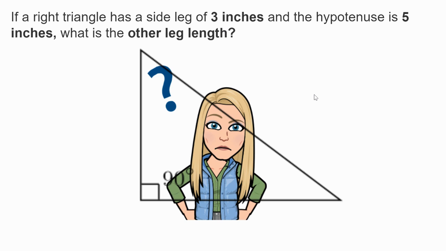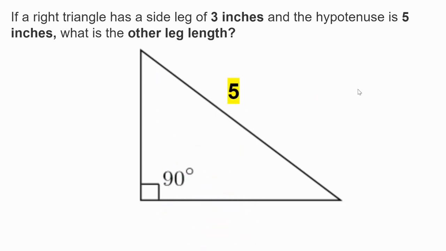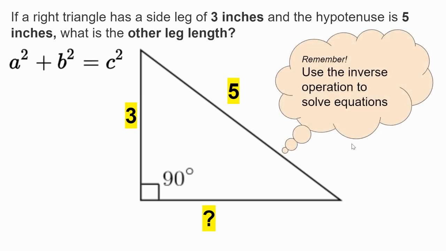If a right triangle has a side length of 3 inches and the hypotenuse is 5 inches, what is the other leg length? Remember, guys, from previous videos, the hypotenuse is the longest side, so we know that this other leg length is going to have to be smaller than 5. And it also is across from the 90-degree angle. But we also want to remember that we need to do inverse operations. Whenever we're trying to move something to another side, we're going to do the opposite operation. That's going to come into play here. So use inverse operations to solve equations. You've done that in the past.